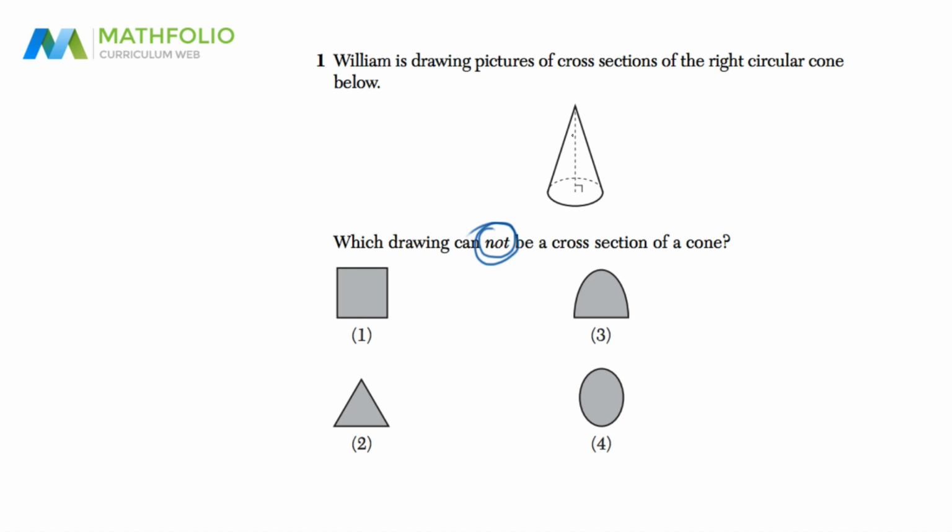a cone. Or if we cut it across here, we're going to get a circle right here. If we cut it slanted, we're going to get an oval. If we cut it straight down the middle and open it up, we're going to get a triangle. And if we cut it here, we're going to get almost a semicircle or a semi-oval. So out of all of these, the shape that we cannot get is, in fact, a square. There's no way to cut this and get a square. So question number 1 is answer number 1.